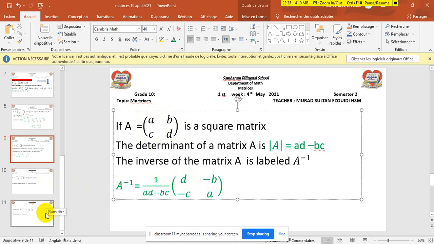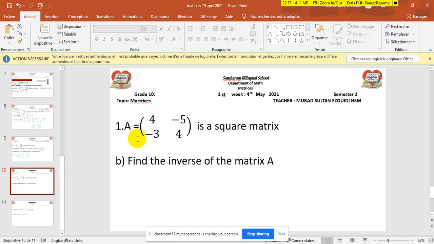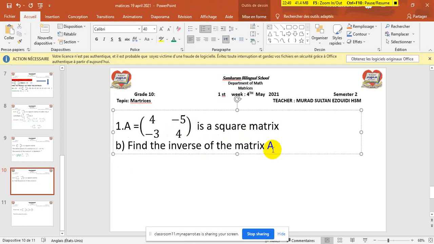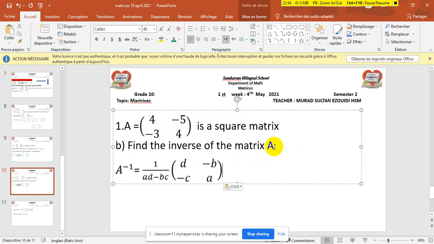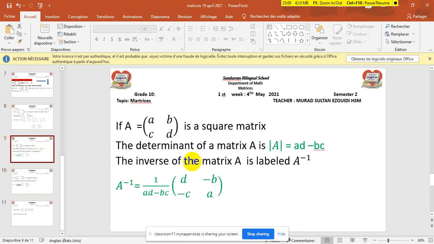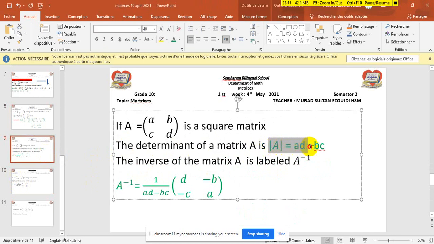Okay, we move to the second part. We will try to find the inverse of a matrix. Here it's very easy, my daughters. First of all, we should use this one. This is the fact, but I want you to find AD minus BC. We'll use the symbol we told before. This one is the determinant of a matrix.